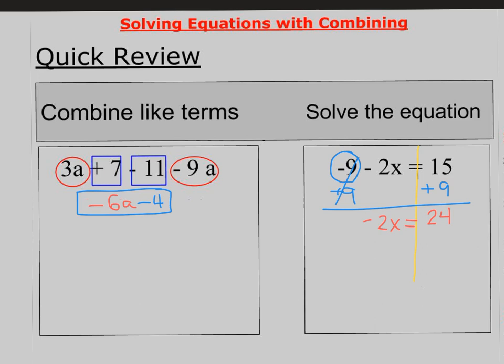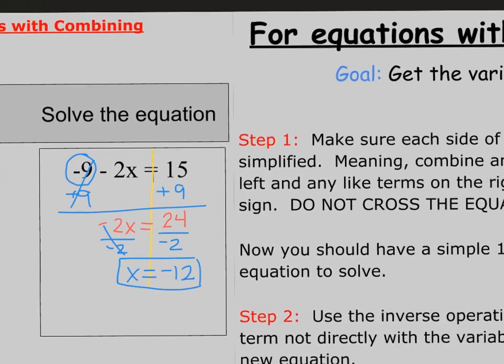24. From here, you will then go back to the side that has the variable, and negative 2 is being multiplied with the x. So the inverse operation would be to divide, and so we're going to divide by negative 2, cancel those out, divide by negative 2, and x will equal negative 12. All right, so now to the new part.